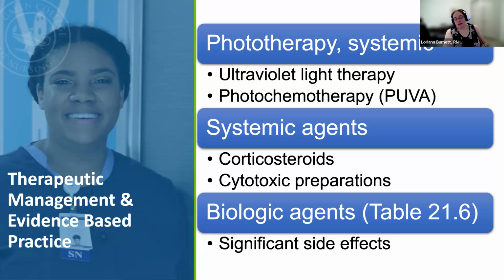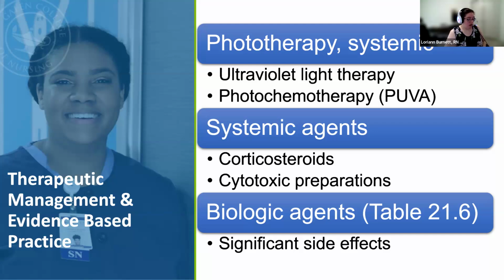We can also do our biological agents. These are on table 21.6, so make sure you review those. There's, I believe, four of them. Our adalimumab, our etanercept, our infliximab, and our secukinumab. Oh, there's five, sorry. And ustekinumab. I probably butchered those so horribly. But there's one or two sentences in your book that talks about the big, big safety things.